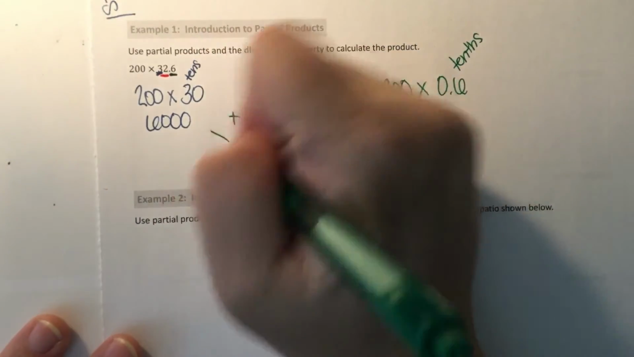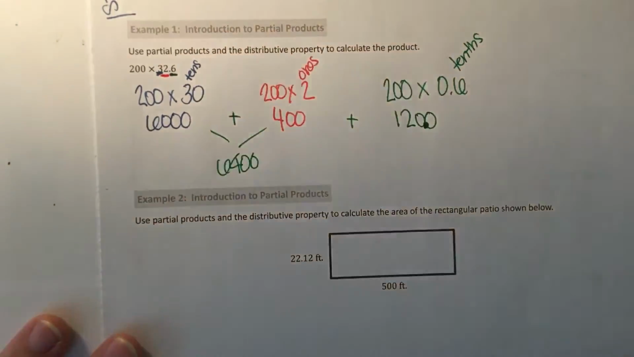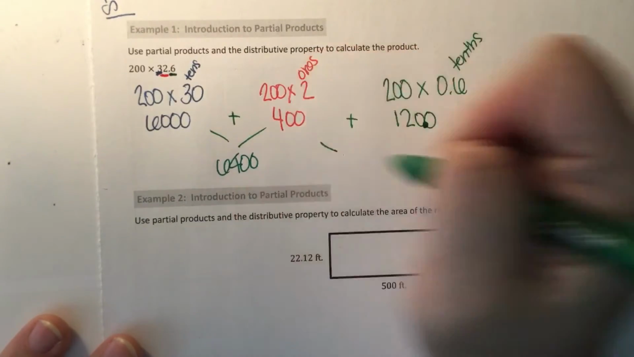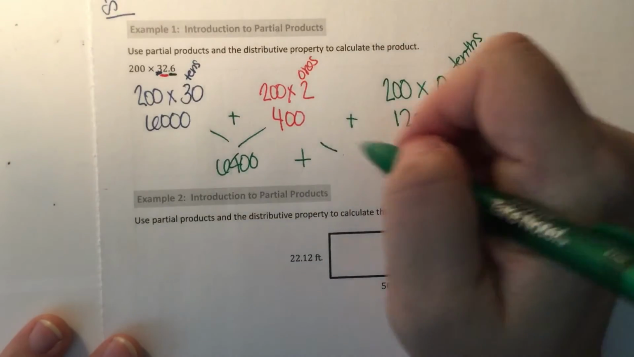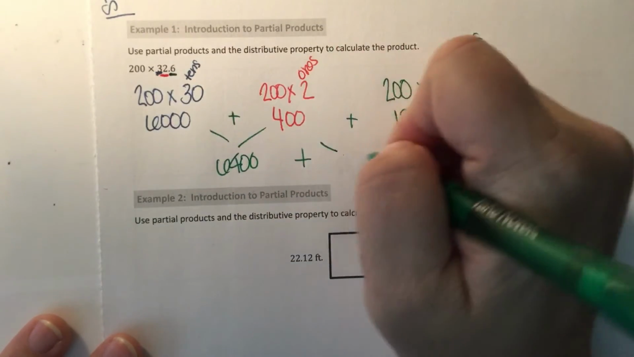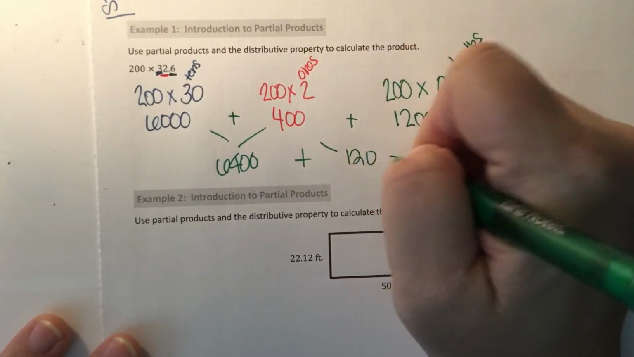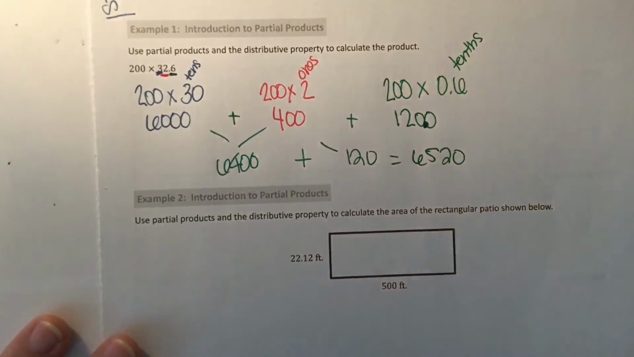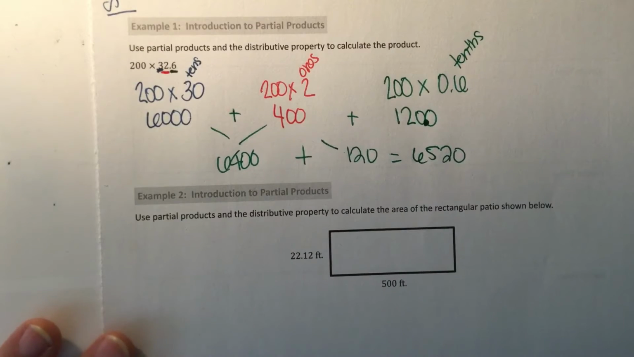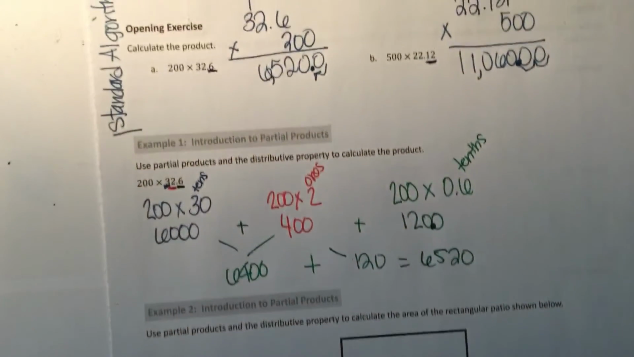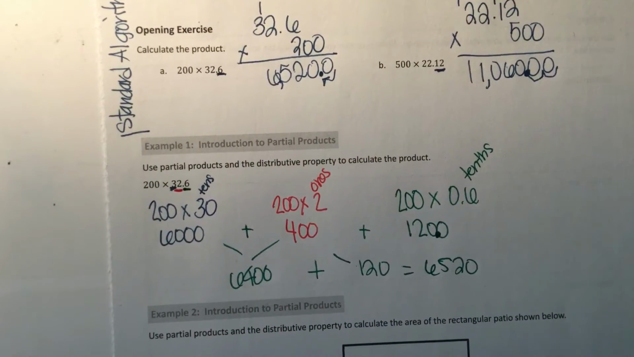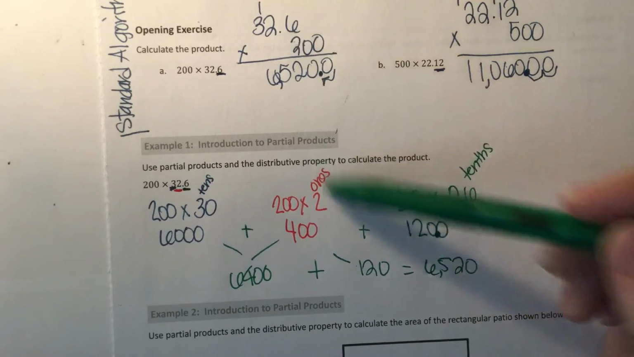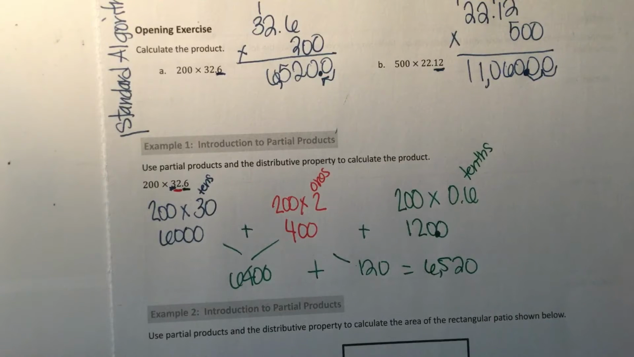Okay, so if I go here, this is 6,400. And if I add 6,400 to 120, that becomes 6,520. Okay. Did I get the same answer as I did with my standard algorithm? By golly, I did. Okay. So same answer, just a little bit different way of doing it.